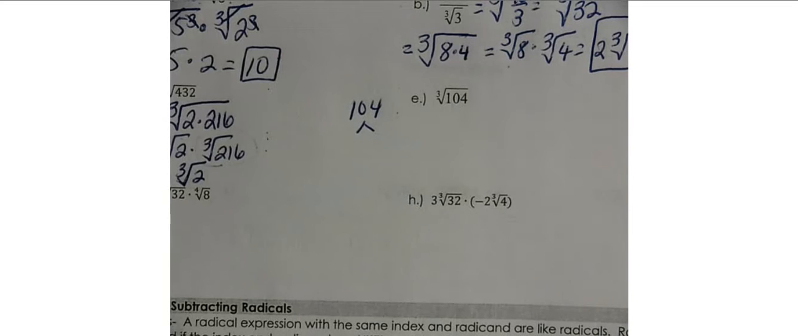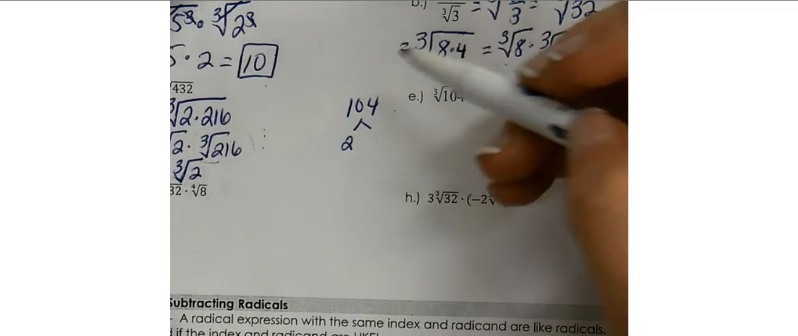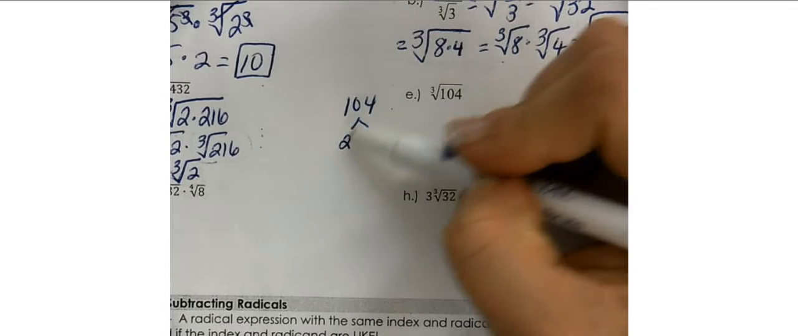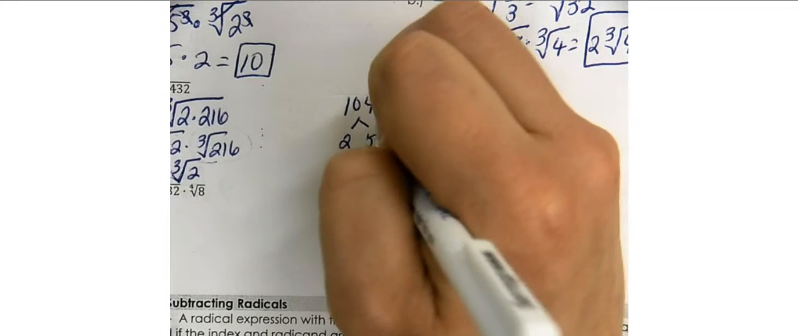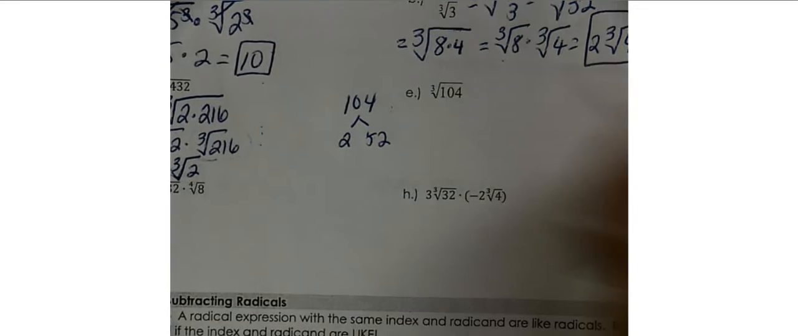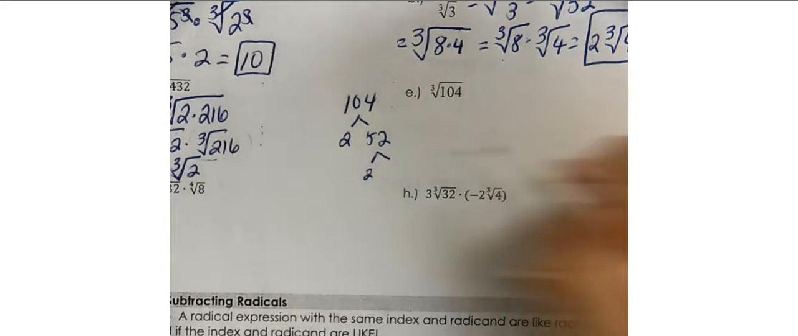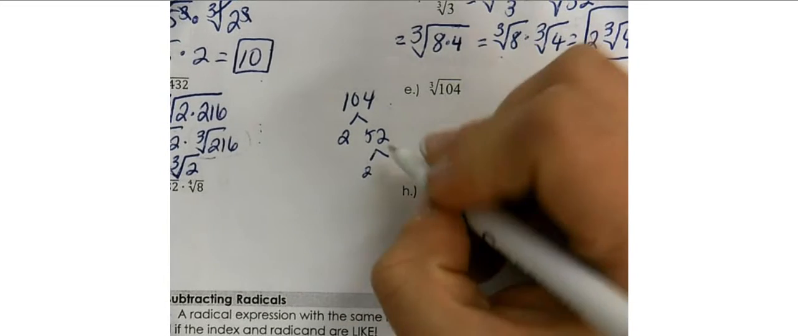Well, I don't know 104 off the top of my head. I don't know a lot about it, but what I do know is that it's even. So I'm going to divide it by 2. 104 divided by 2, well, that's going to be 52. Well, 52 is not a perfect cube number, so I'm going to take that 52 and break it down even further by dividing that by 2. Well, 52 divided by 2 is 26.